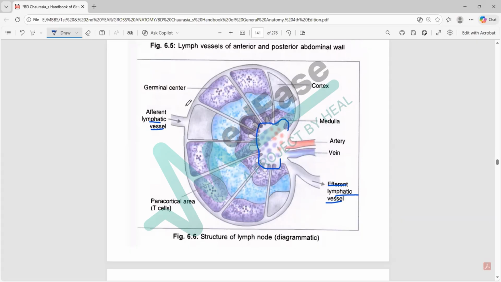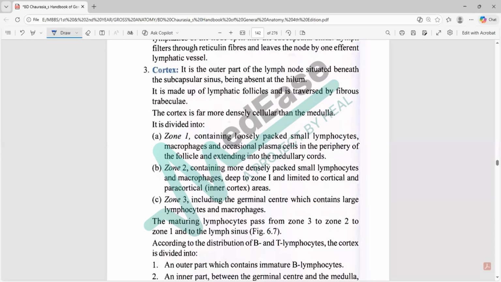Now the cortex is further divided into two regions: the outer region and another inner region, which we call the paracortical area. The paracortical area's importance is that it specifically houses the T lymphocytes. The cortex is also divided into three zones: zone 1, 2, and 3. Remember, zone 1 contains loosely packed lymphocytes with macrophages and sometimes plasma cells, which are present near the medullary cords.